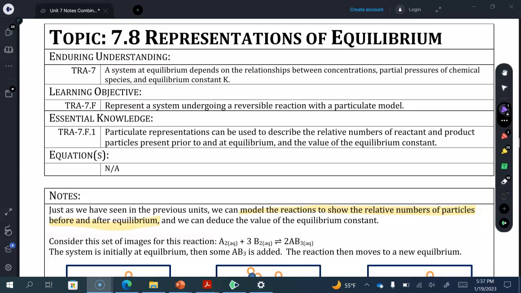Hello everyone, welcome to topic 7.8, representations of equilibrium. By the end of this, you should be able to represent a system undergoing a reversible reaction with a particulate model. We'll also look at how this ties into graphs.